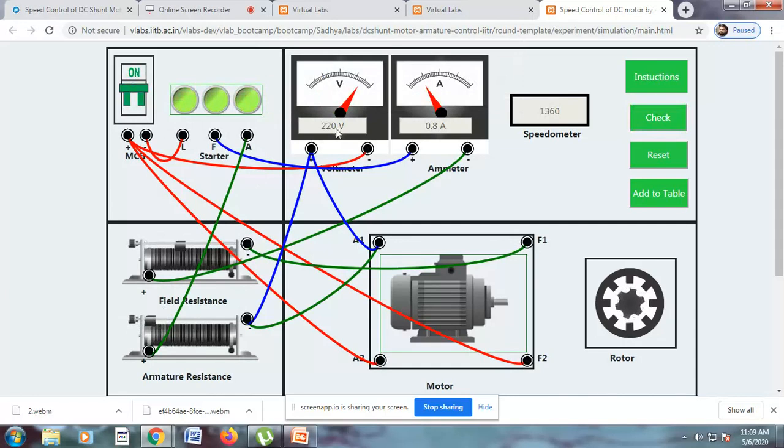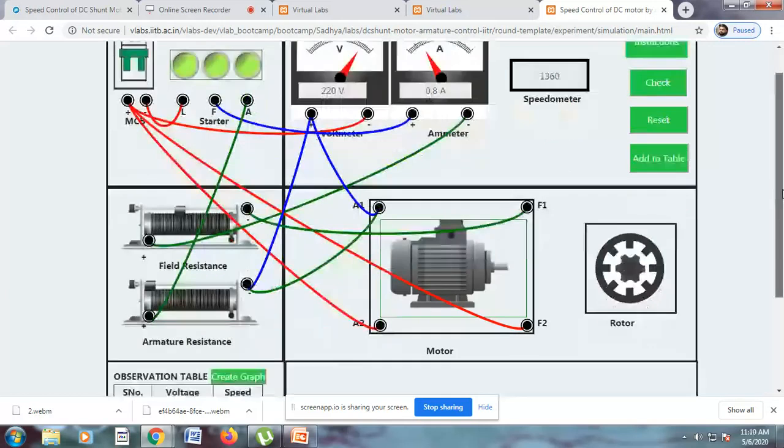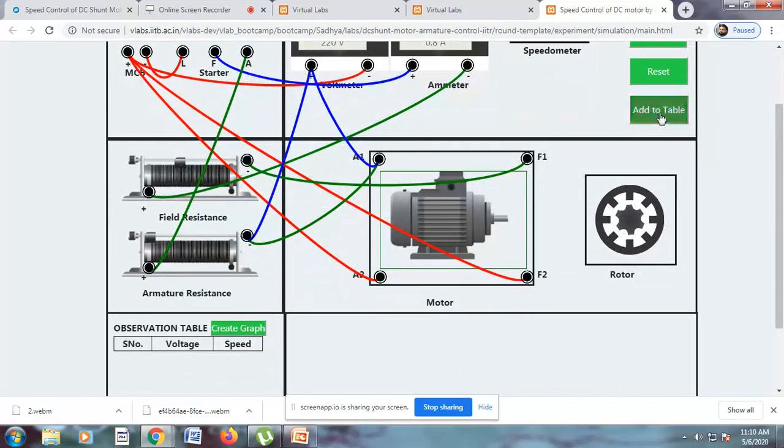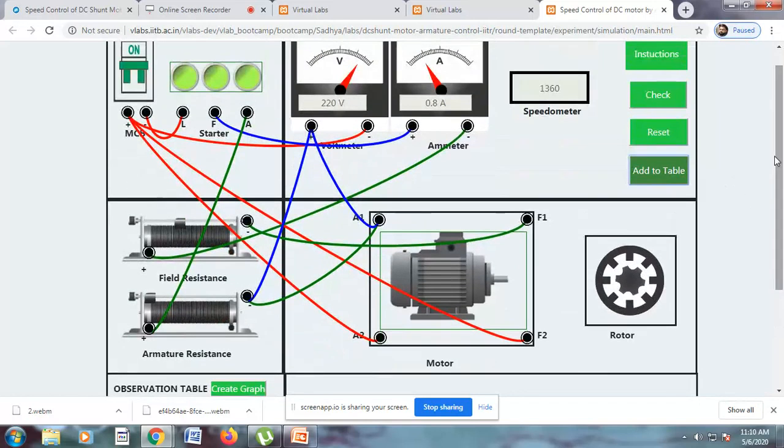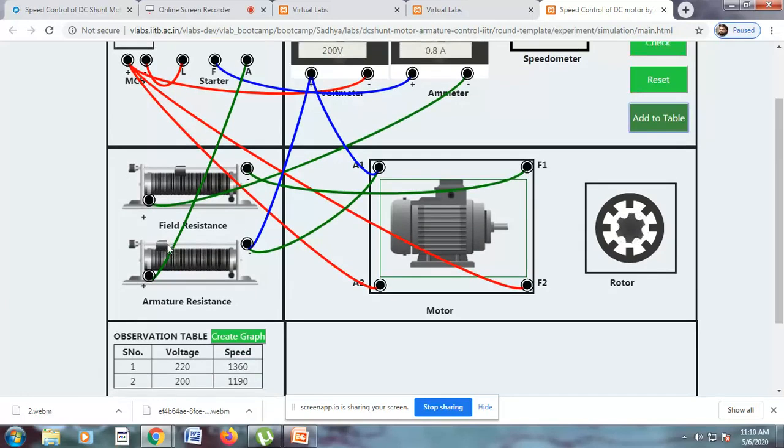Now 220 volt and 0.8 ampere and speed is 1360, and this is first observation. Now we vary the armature voltage, 200 volt, speed is 1120, and current is not changed. Okay, now take the next reading.